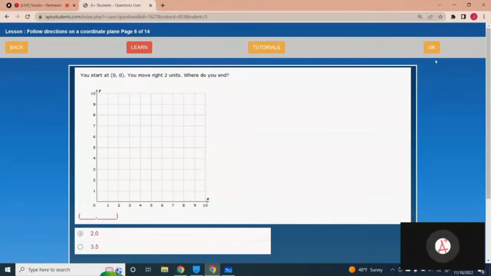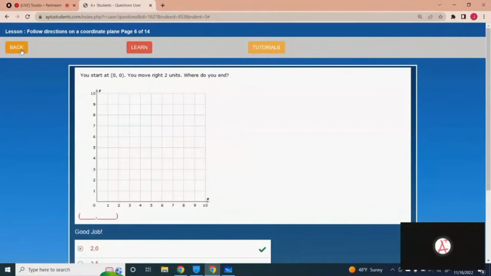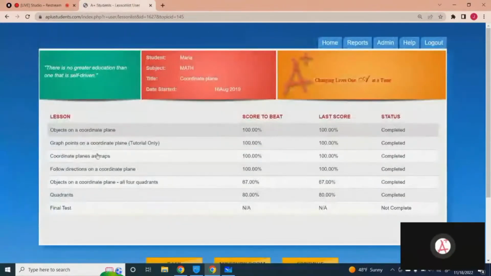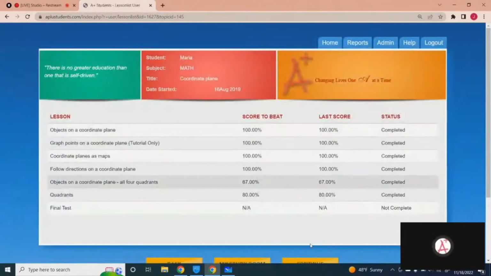Okay, you can complete the test by yourself later today. Let me just move on to the next topic. Very good. The next topic is objects on a coordinate plane, all 4 quadrants.